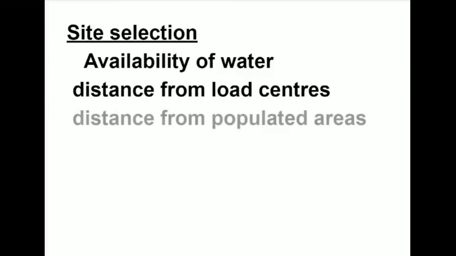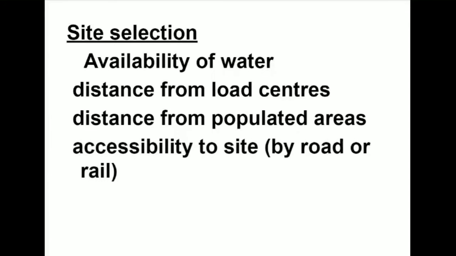Now the factors to be considered for the site selection of a nuclear power plant. Availability of water: we need water for converting to steam and driving the turbine, so an adequate supply of water should be there. Distance from load centers: a nuclear power plant cannot be located near a populated area or an industrial area, so a distance is to be maintained from load centers. Distance from populated areas is also considered.